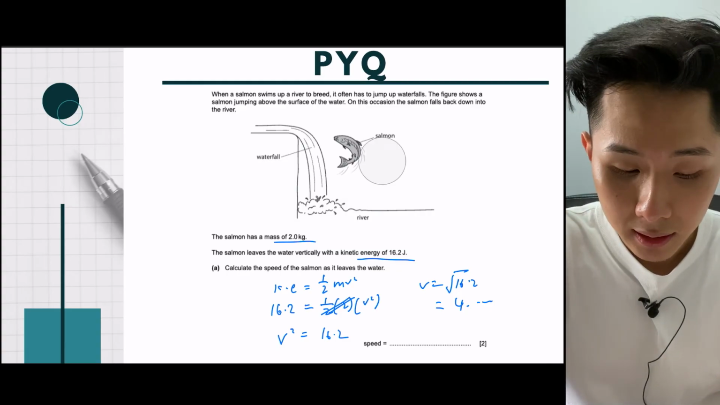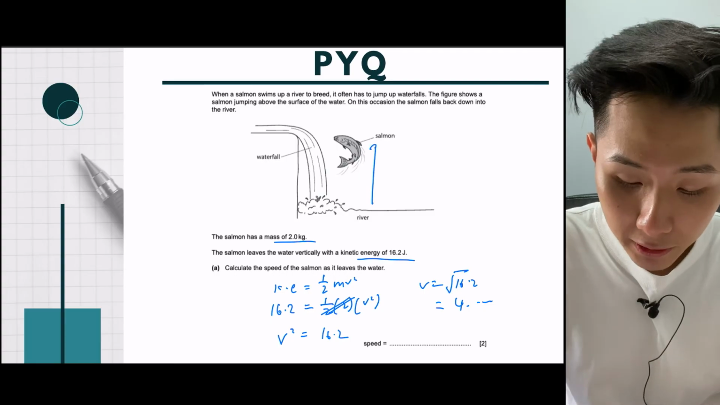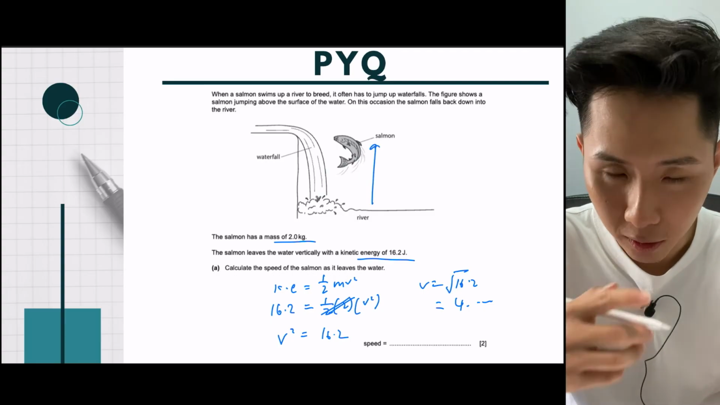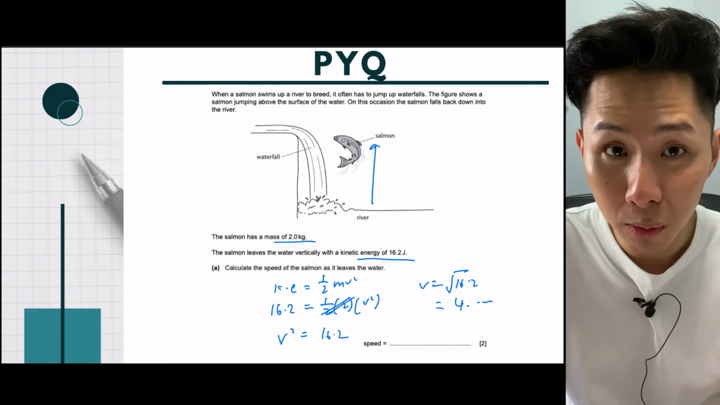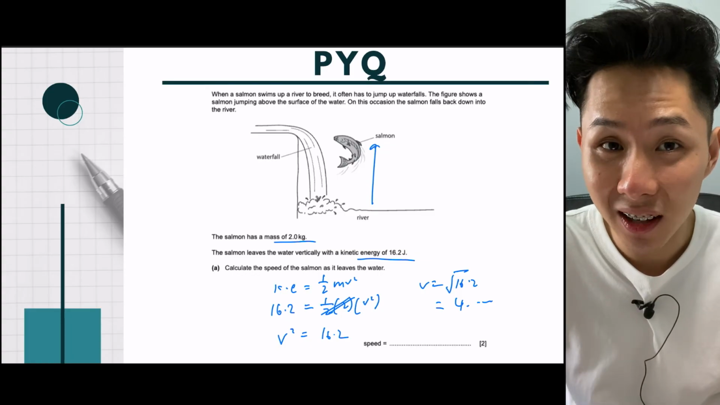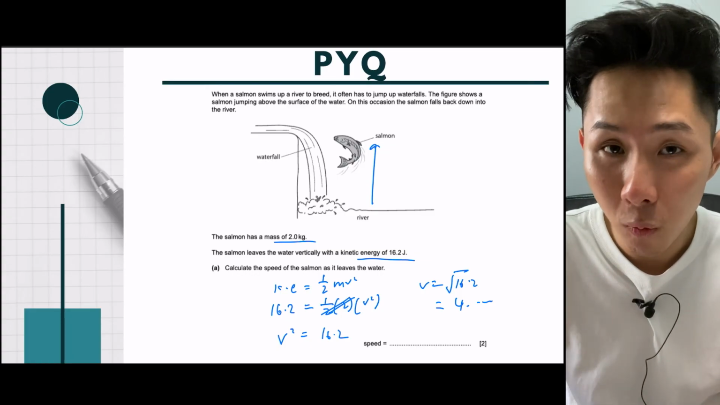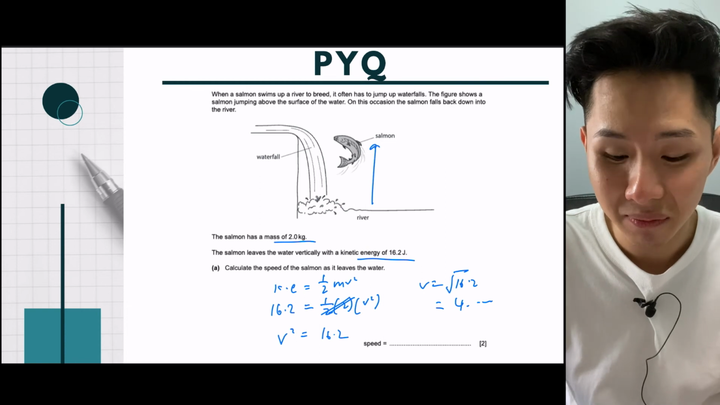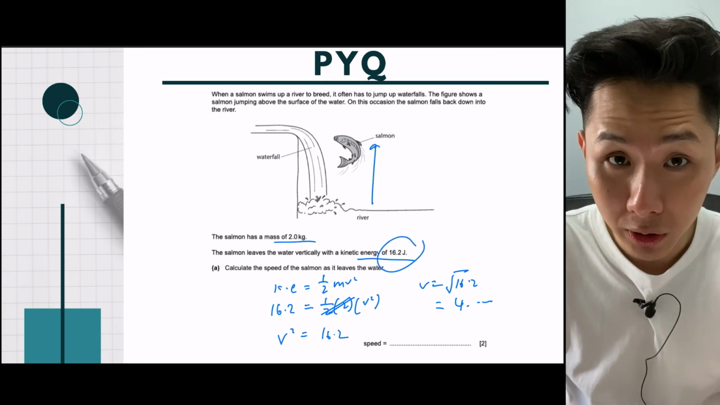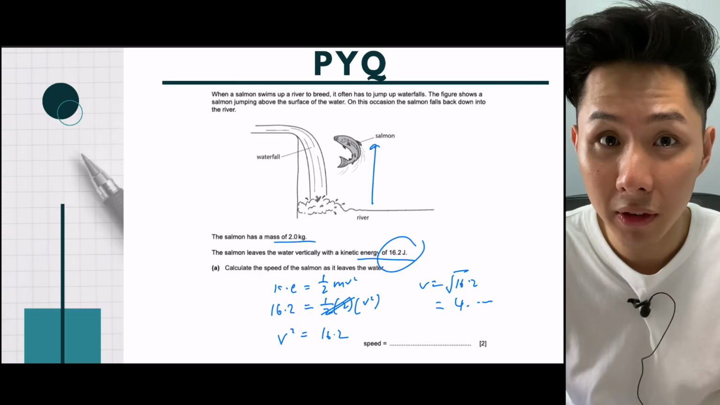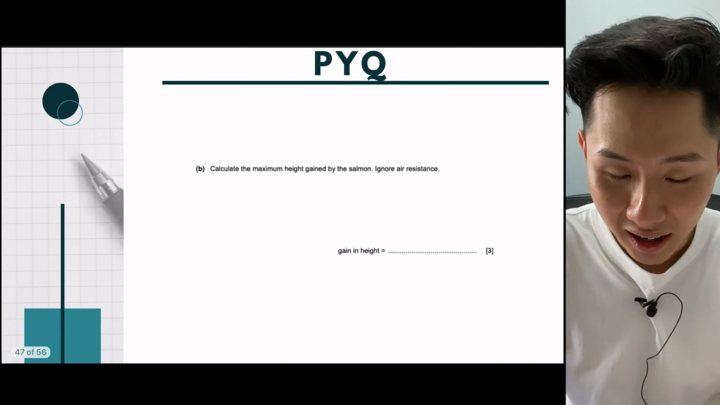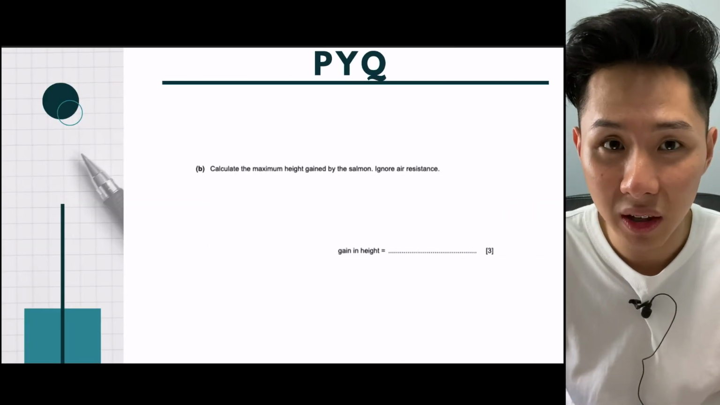But then, as the fish reaches the peak of wherever it can reach, it will stop moving, and all this kinetic energy will turn to 0. It will all be converted into G.P.E. So in other words, I can use 16.2 here. It is also the G.P.E of the fish when it stops moving, according to the principle of conservation of energy.